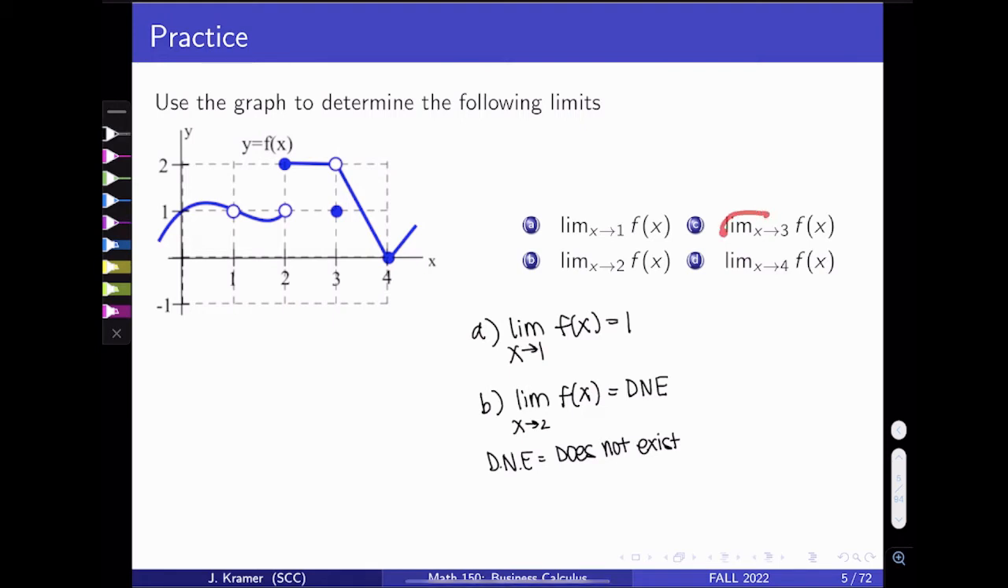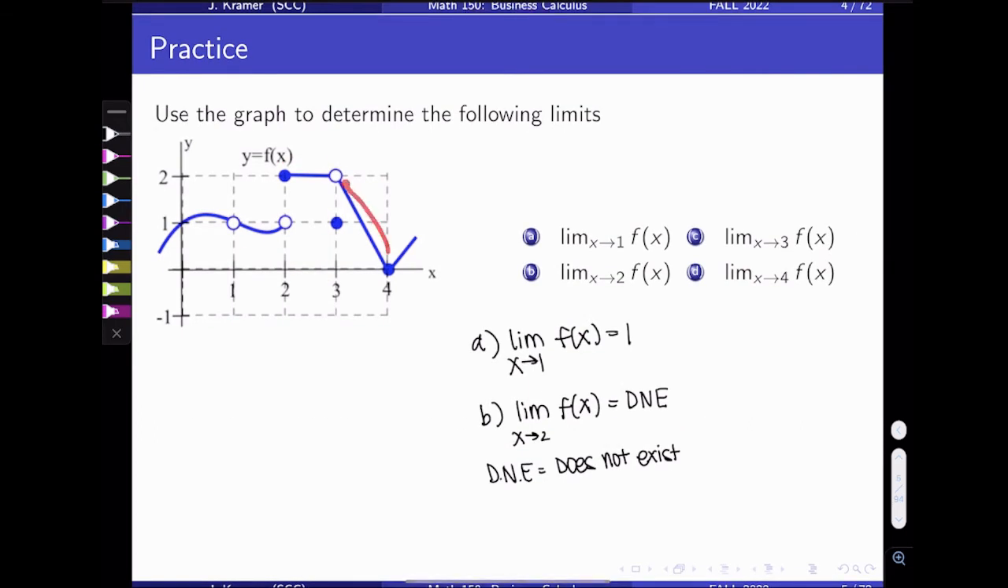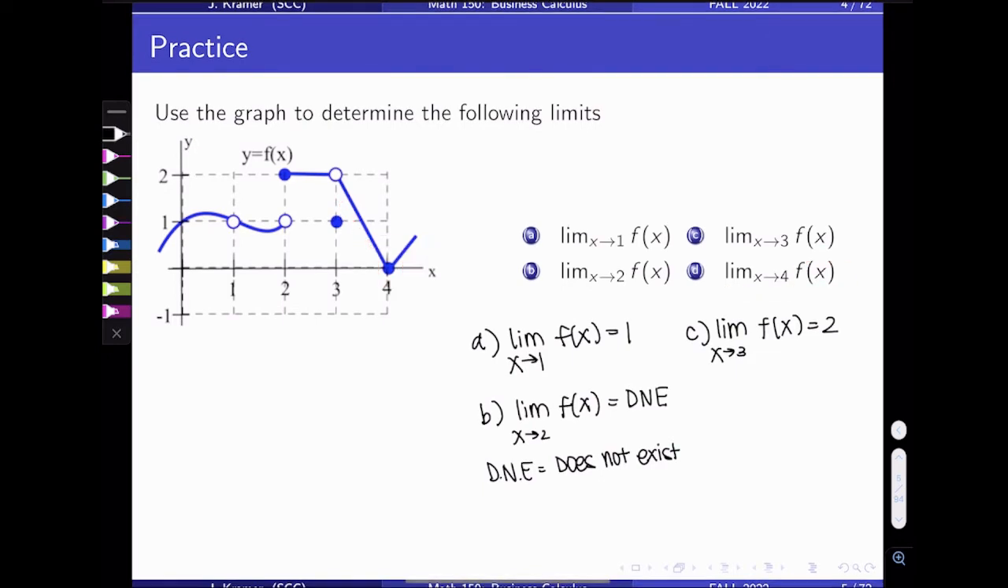Let's take a look at part C. We're looking at the limit as x approaches 3 of f of x. So coming from the left side of 3, we notice that the function is approaching 2, and coming from the right side of 3, the function is also approaching 2. Notice that the function is defined at 1, but the limits of the graph are approaching 2. So we would say the limit as x approaches 3 of f of x equals 2. Finally, for the limit as x approaches 4 of f of x, when we approach from the left and from the right, and the function is defined, the limit is 0. So the limit as x approaches 4 of f of x equals 0.